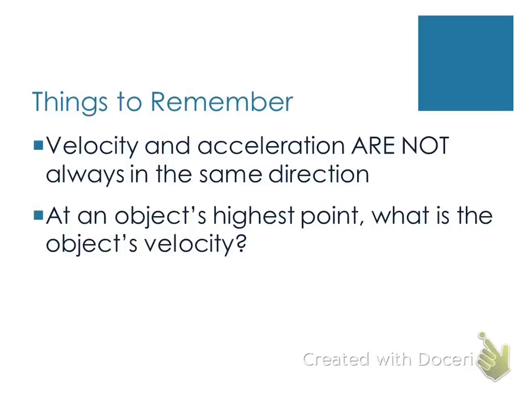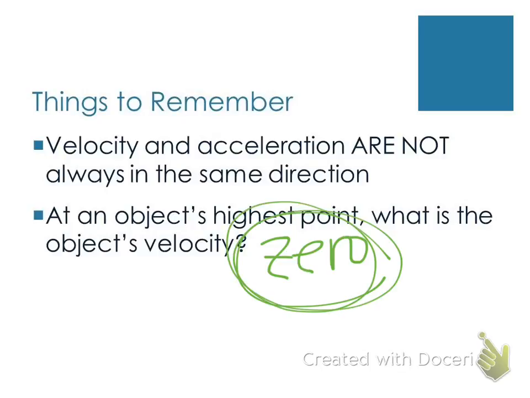You have got to know that at an object's highest point, its velocity is 0. That's got to be something that's ingrained in your brain for these physics problems, that when an object reaches its peak height, it's gone as high as it can go, it's going to stop for just that little second. So an object's velocity at peak height is 0. That's something we're going to use very, very often.